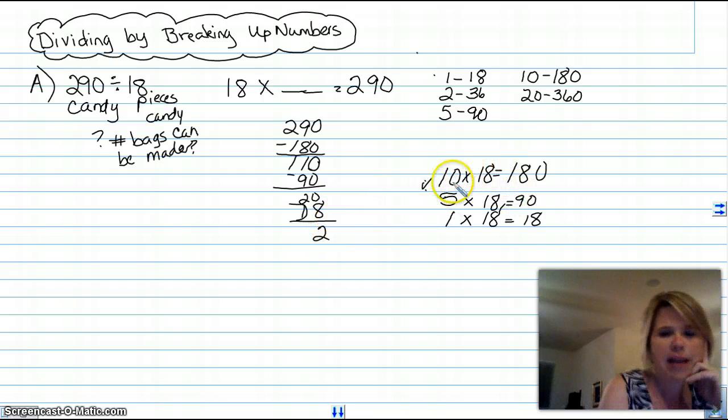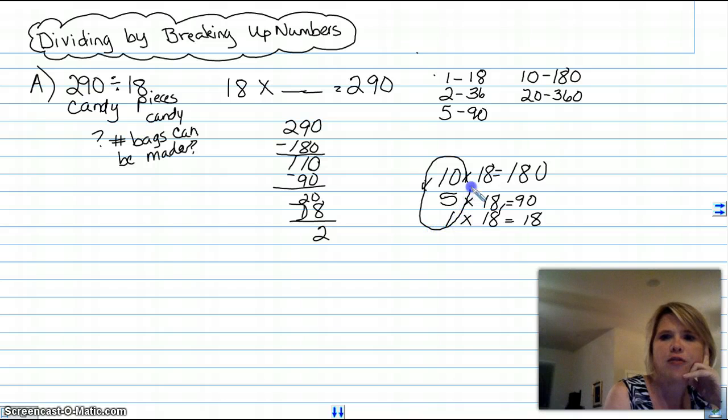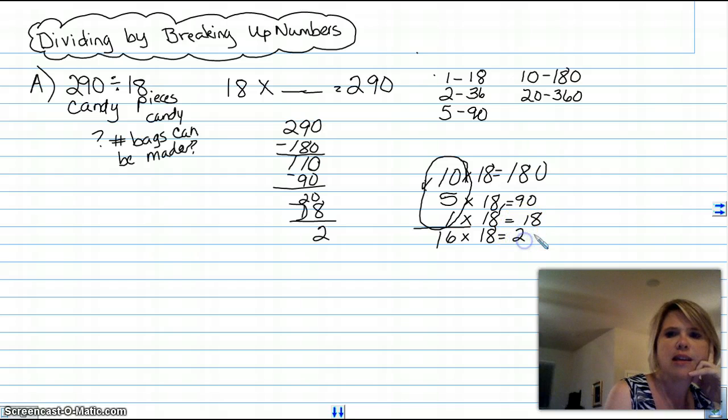So let's figure out what my answer is, and then we'll figure out what my remainder of 2 is going to do. Alright, so I made 10 bags, I made 5 more bags, and I made 1 more bag after that. So where's my answer? My answer is right here, right? 16 times 18 doesn't equal 290, but it equals 2 less than that, doesn't it? It actually equals 288. So let's answer my question. How many bags can be made out of 290 pieces of candy if you put 18 pieces of candy in each one?